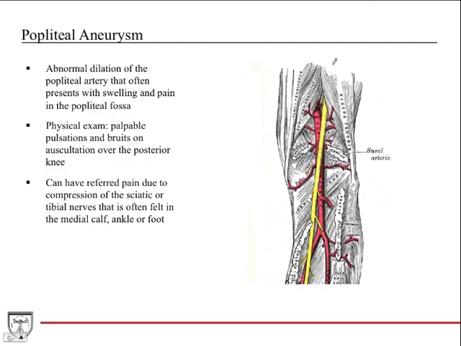Since the sciatic nerve is traveling up in this region, and then becomes the tibial nerve as it bifurcates, you can have referred pain due to compression. If you have a bulge and it presses on these nerves, the pain can be felt in the medial calf, in the ankle, or even the foot. You can have that electric shock pain referred down as a result of this popliteal aneurysm. So that's another important presentation to be aware of.